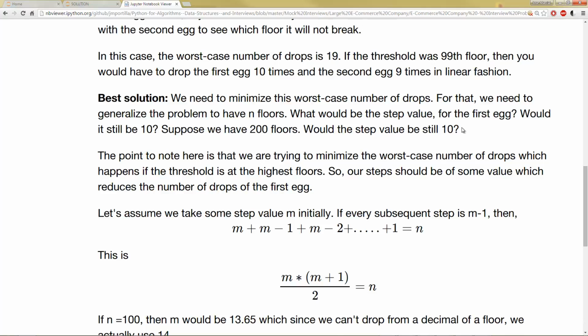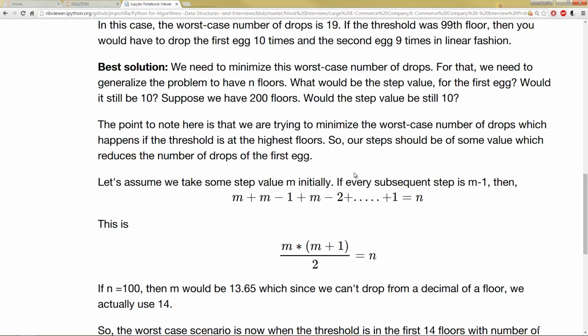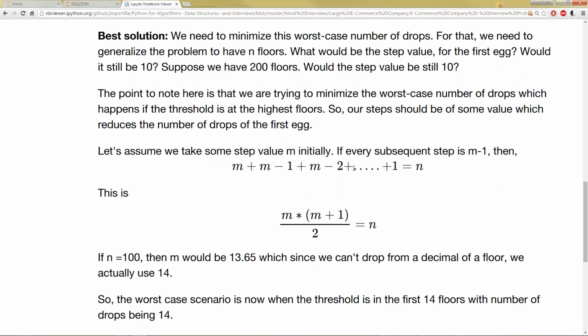So what will be the step value for that first egg? Is it still going to be 10? What if we have 200 floors or 1,000 floors? How do we figure that out? So the point to note here is that we're trying to minimize the worst case number of drops, which happens if the threshold is at the highest floor. So our step should be of some value which reduces the number of drops of that first egg.